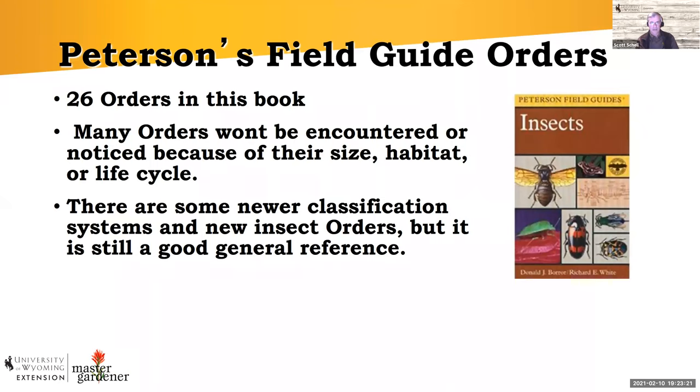Again, the Peterson Field Guide is an amazing amount of information crammed into a little book for like $12-13. At that time, they had 26 orders. They've now expanded that. As I went through the talk, I gave you updates on what they've done with some of the newer classifications, but it's still a good general reference, especially to throw in your backpack if you're going out for a hike or something like that.